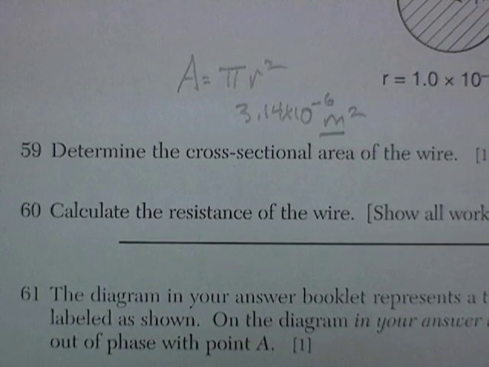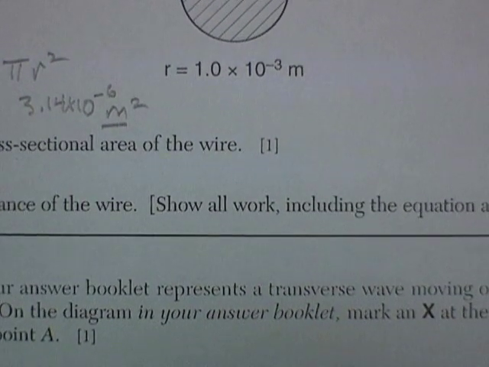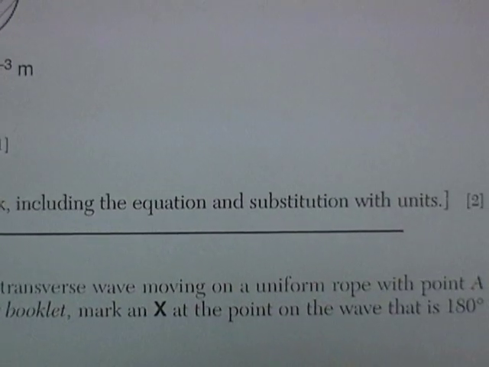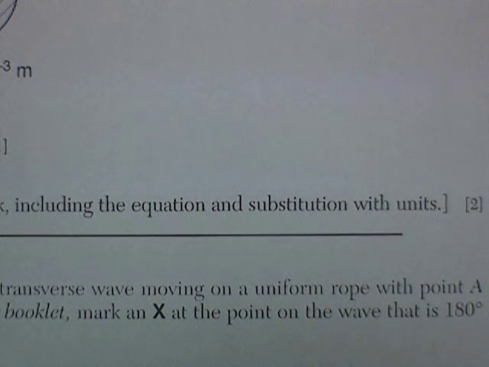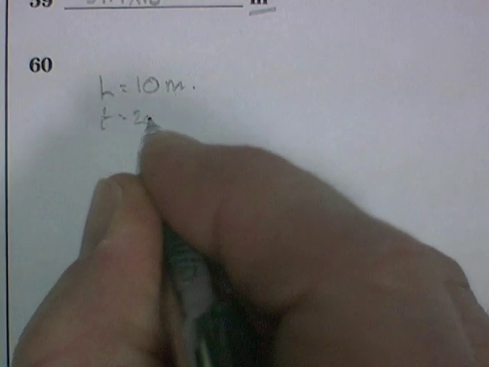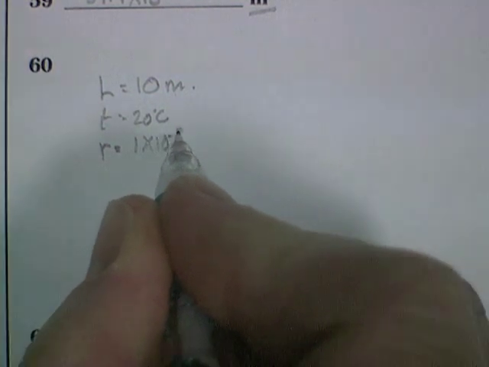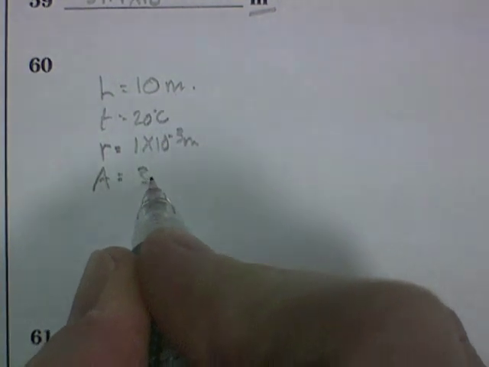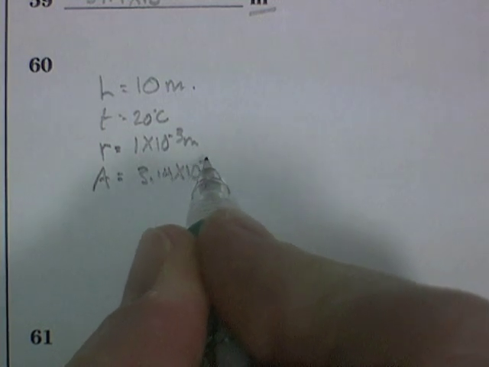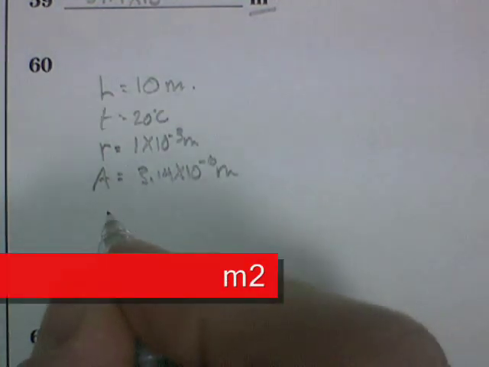Question 60. Calculate the resistance of the wire. Show all the work, including the equation, and substitution with units. Well, I know this wire is 10 meters in length, so the length is 10 meters. The temperature is 20 degrees Celsius, and that's kind of important. And the radius of the wire is 1 times 10 to the negative 3 meters, and the cross-sectional area is equal to 3.14 times 10 to the negative 6 meters squared, and it's copper.